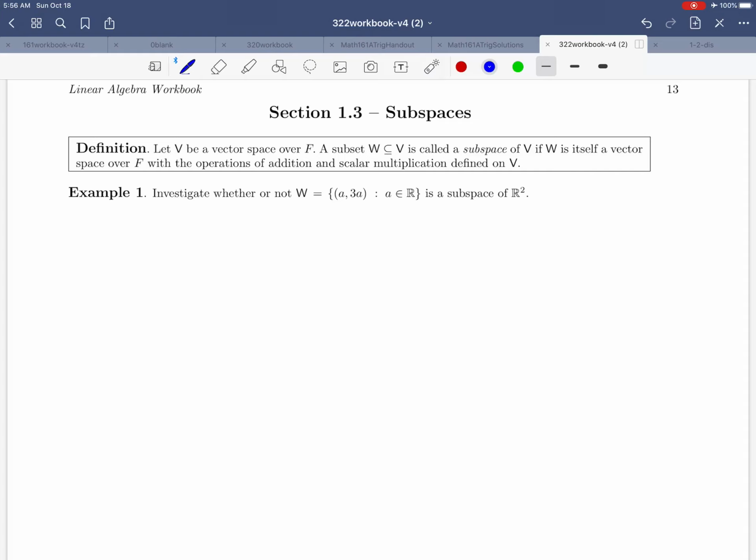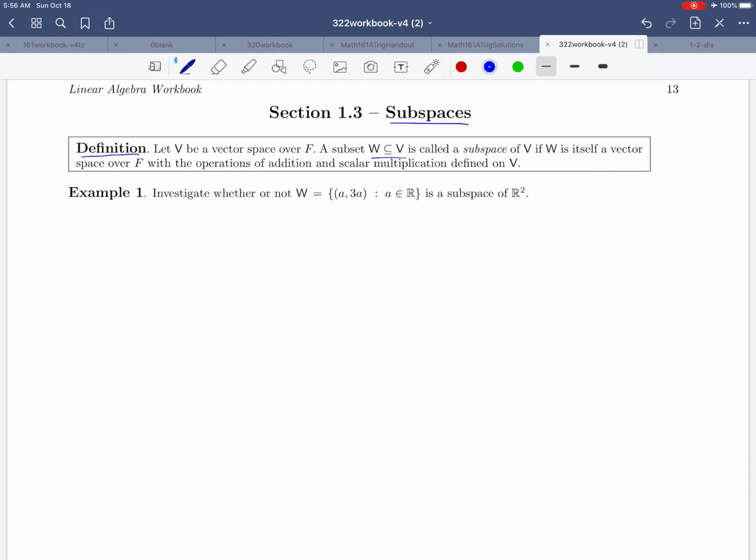In this section we are going to be talking about something called a subspace of a vector space. Let's start with a definition of this term. Okay, so let V be a vector space over F, and let W be a subset of V. We're going to call that subset a subspace if W itself is a vector space under our operations.